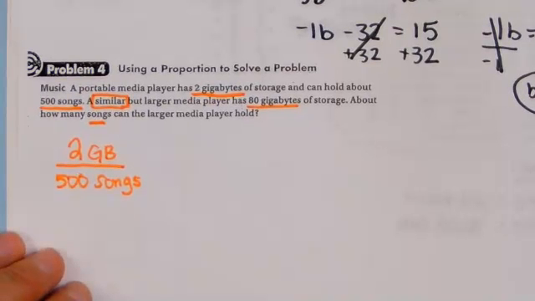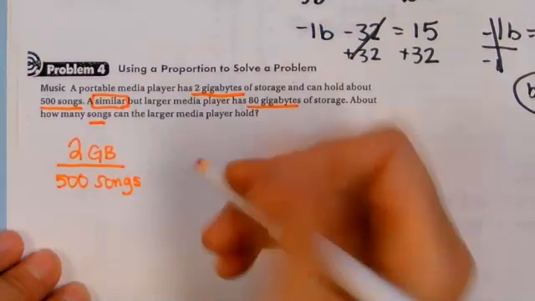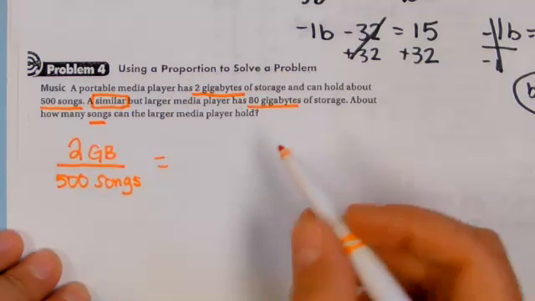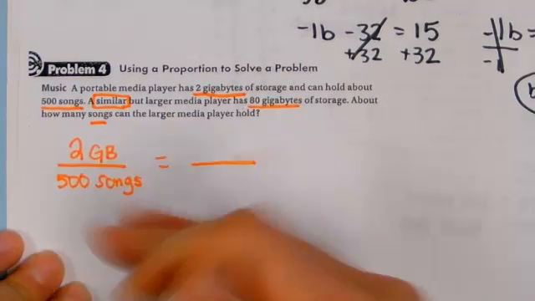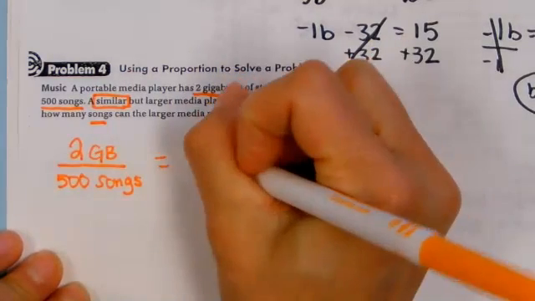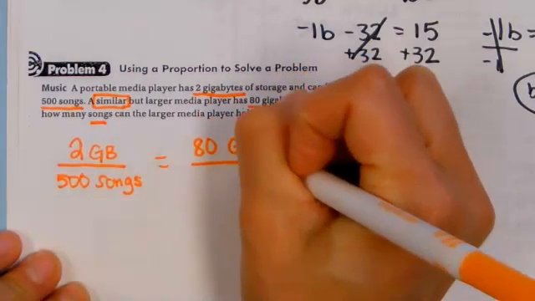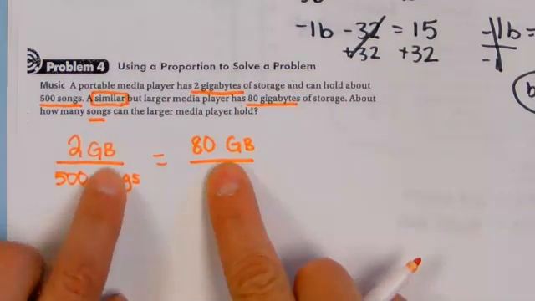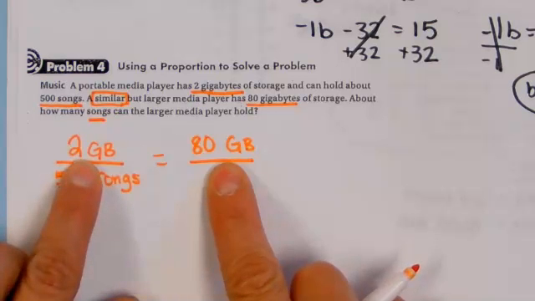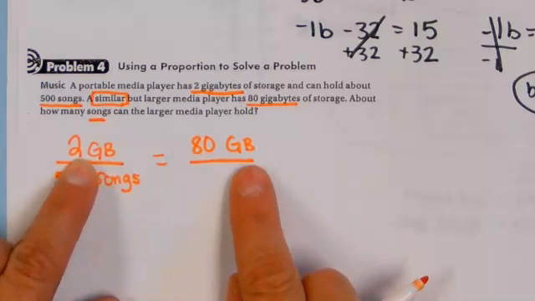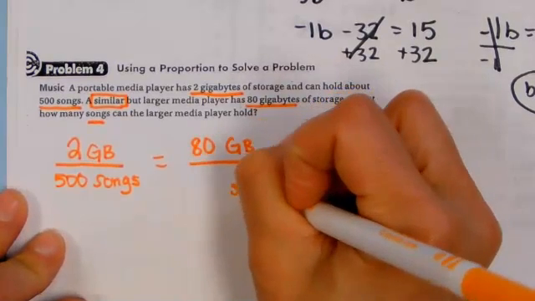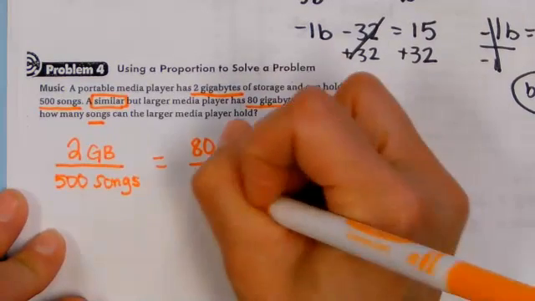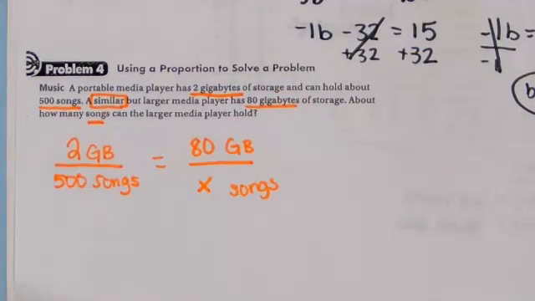Now we're going to say our larger one is similar. But it's going to hold more, right? So this one has 80 gigabytes. So we're comparing them. So our 80 gigabytes has to go in the same spot, right? Since I have 2 gigabytes on top, 80 gigabytes has to be on top. And then songs, do we know how many songs this holds then? So that's our X, or our variable.